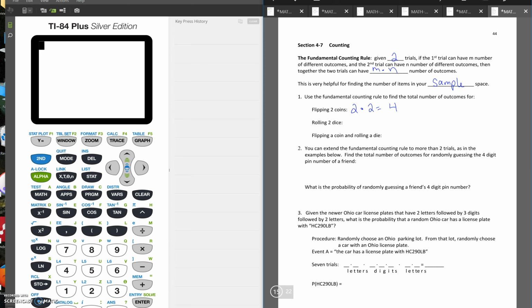So next we have rolling two dice. Well, each roll of a die has six possibilities. So rolling two, we'd have six times six, or 36.